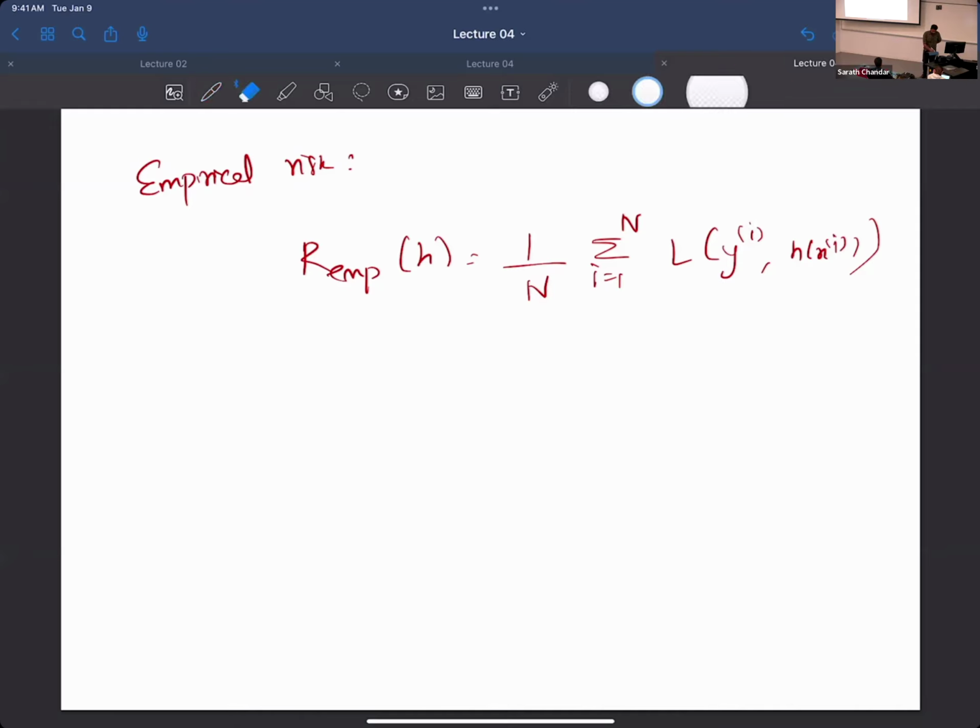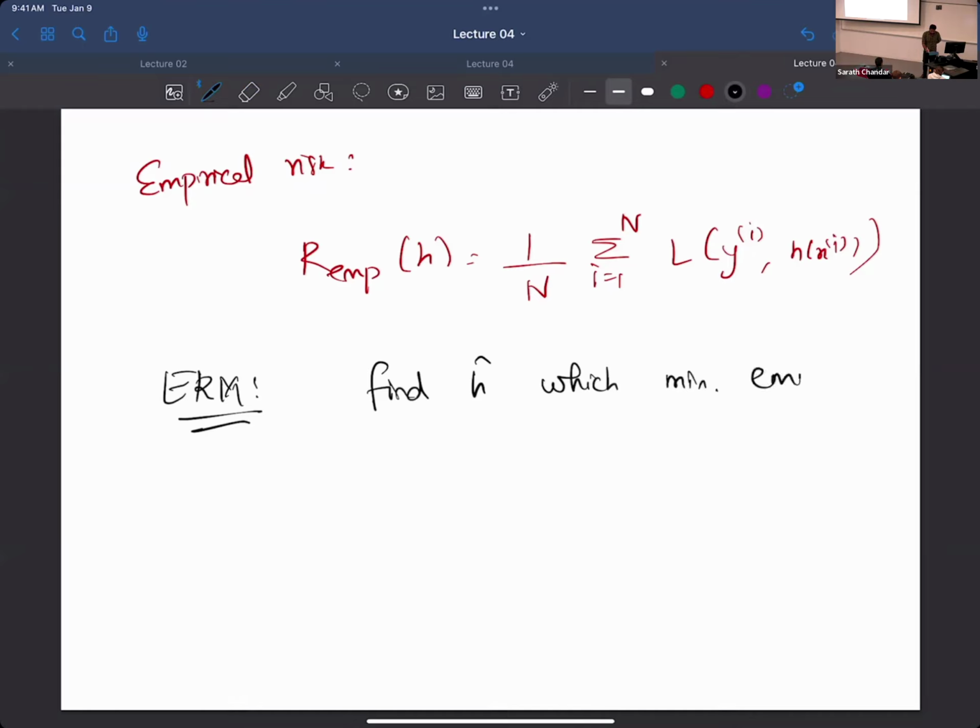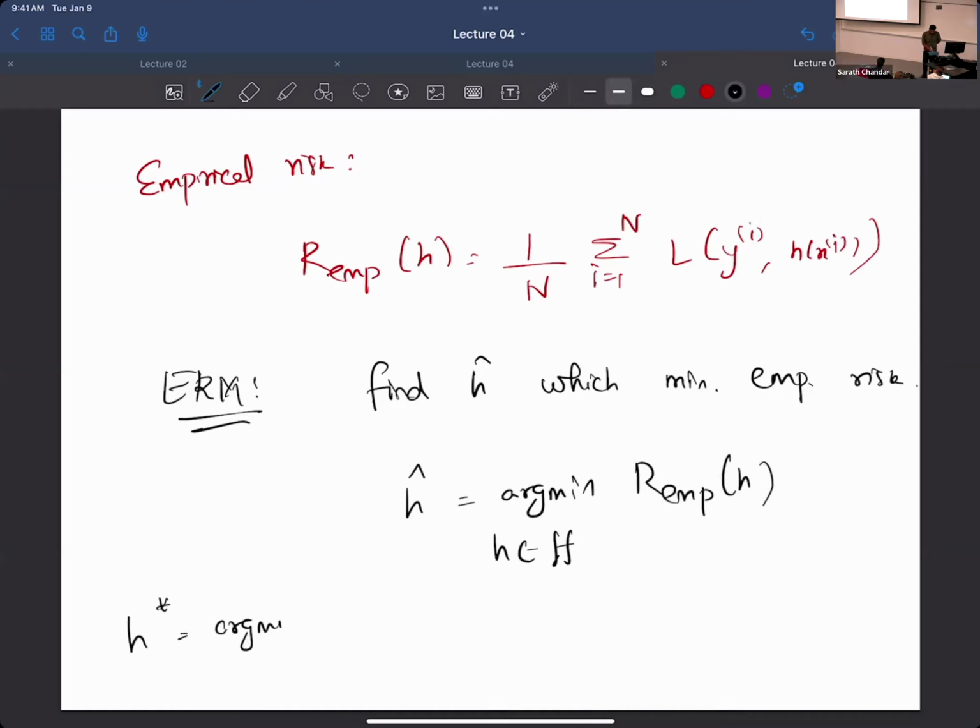This is what I meant by empirical risk minimization. So what we do in machine learning is empirical risk minimization, which is basically find some h hat which minimizes the empirical risk. So h hat is given by argmin of h belonging to H of R_emp of h. On the other hand, h star is given by argmin, h belongs to H, of R of h. Is that clear? Okay.